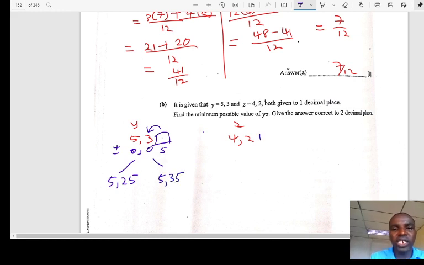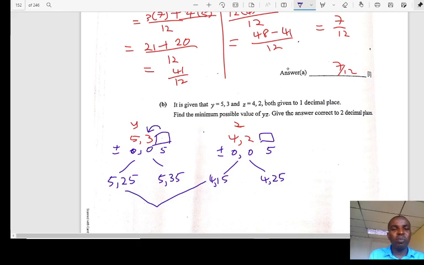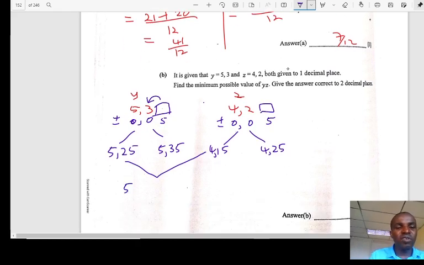Then the same applies to z. You put your 5 here, then 0, the comma. So you add and subtract 0.05. Subtracting 0.05, you get 4.15. Adding 0.05, you get 4.25. So that's the lower bound and upper bound. Then we are asked to find the minimum possible value of yz. In this case, we take the smallest values of y and z, which are 5.25 and 4.15. Then you multiply them together, 5.25 times 4.15.